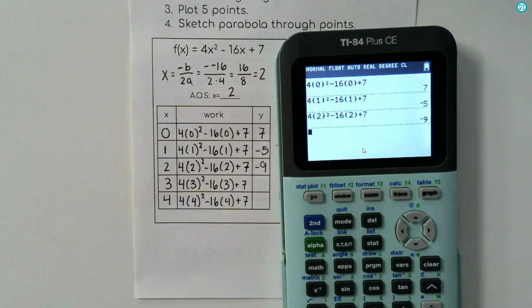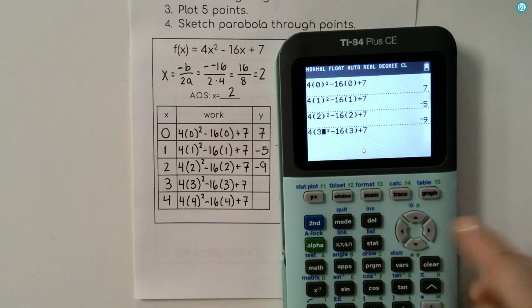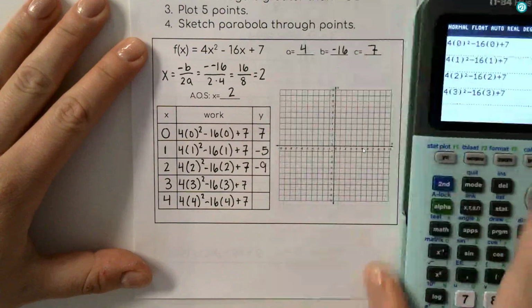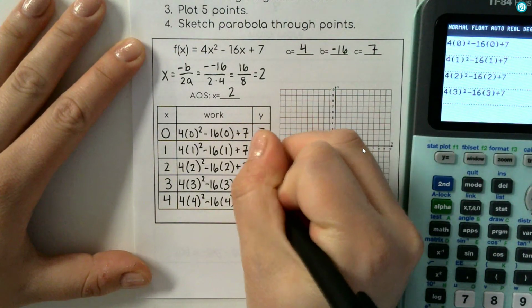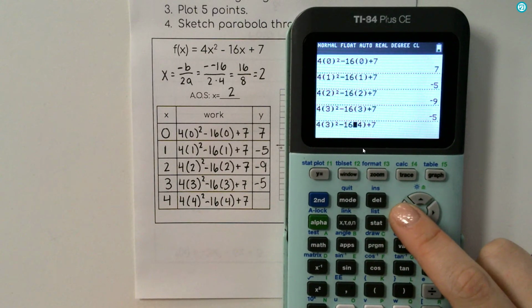So try it out. Don't just sit there and write down what I'm writing down and not touch your calculator, because if you can't calculate it, you're not going to be able to do your assignment. So I could do it. What did you guys get for 3? -5. Okay. What did you guys get for 4? Okay.